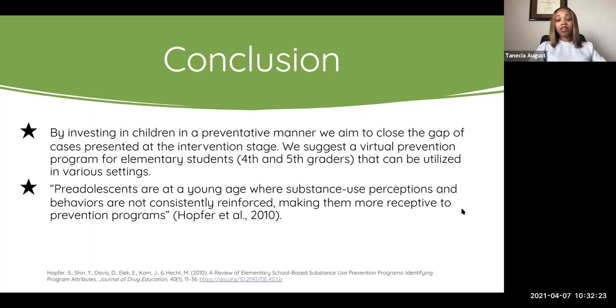This program can be utilized in various settings. It's just a matter of downloading the information, and pretty much anyone can facilitate all of these activities. Like I said, pre-adolescents are at a young age where substance use perceptions and behaviors are not consistently reinforced. So this will be a great way to help them be receptive to the information, and as they journey from elementary to middle school and the different influences that they'll have, they'll know how to deal with those experiences before they enter middle school and that transitioning period. So the aim is to close the gap at the intervention stage.